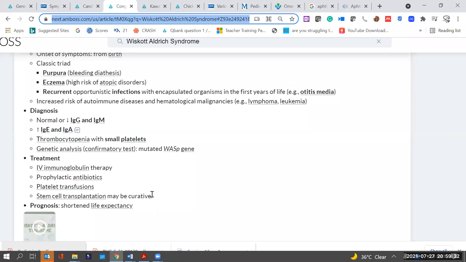Antibiotic prophylaxis is not because the baby is having an infection; it is just to prevent the baby from going into one. Why? Because the baby is immunodeficient. So we can provide prophylactic antibiotics and platelet transfusion. Of course, platelets are low, so you can easily transfuse them from outside. Stem cell transplantation may be curative. By doing this transplantation, we are helping the baby develop its own T cell formation, because the T cell is, again, the one important part in making immunity.